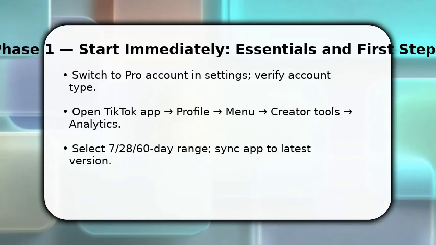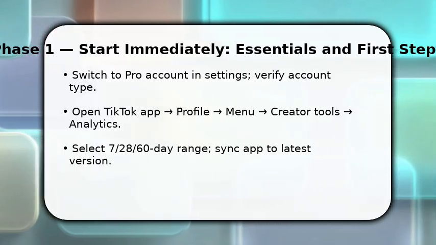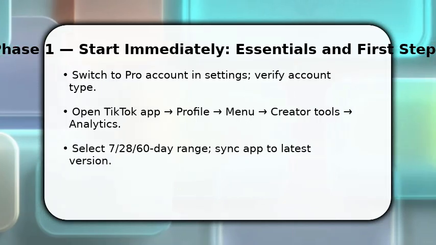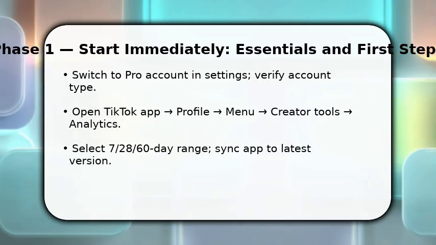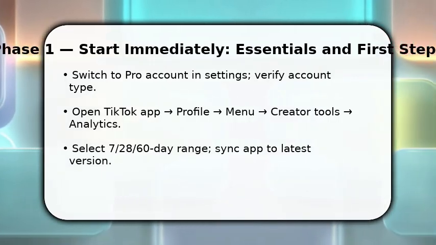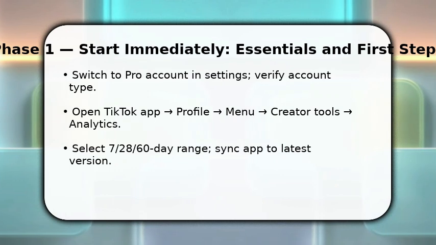Make sure to set the date range, 7, 28, or 60 days, so you compare the right window. Do this first because it frames every decision that follows. Without the correct range, your comparisons will mislead you and waste testing time.